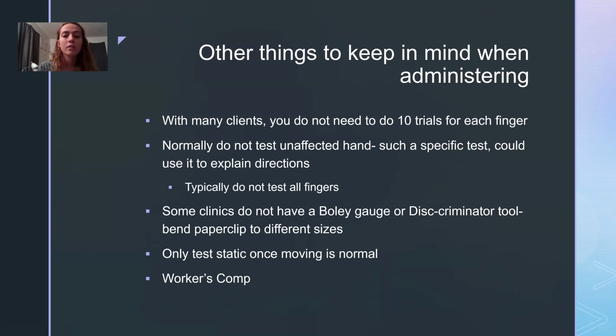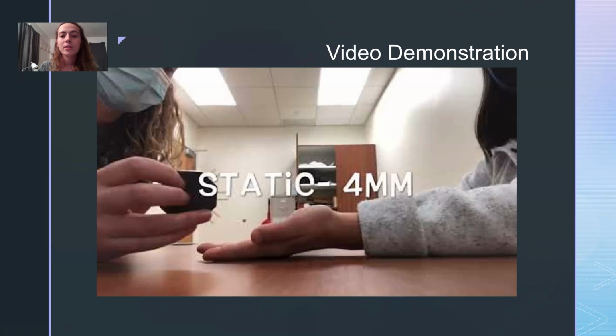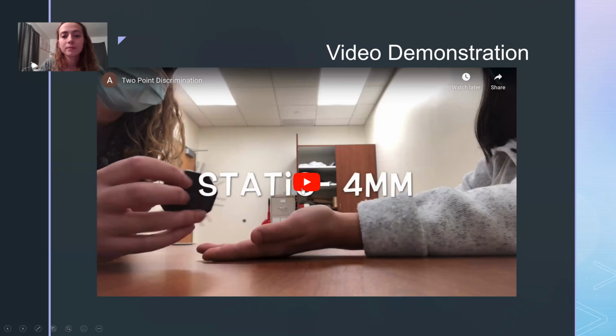You want to do 10 trials for each distance. You don't want to maximize or minimize their injury because it actually does determine how much money they receive, so it's considered a high stakes number. Okay, and then this is my video demonstration.